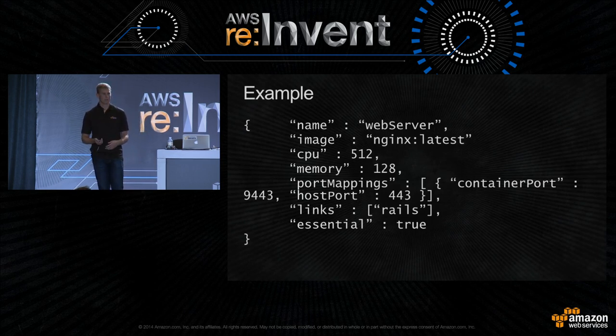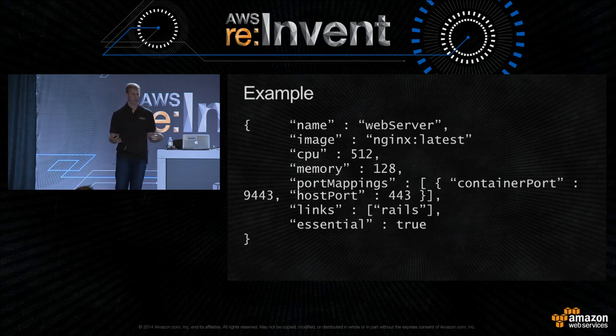Memory is in megabytes, so we have 128 megabytes of memory. In our container for Nginx, we're running it on port 9443. When that gets run on our instance, it's going to get mapped through to our host port of 443, which is the default HTTPS port. We're linking it to the Rails application, and like I said, this is just the name of the next container definition that would be called Rails.